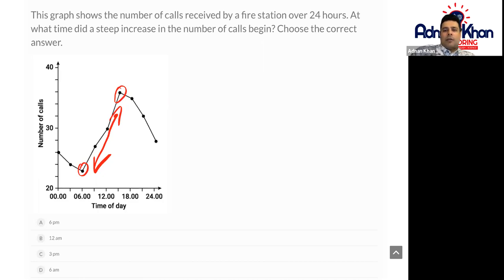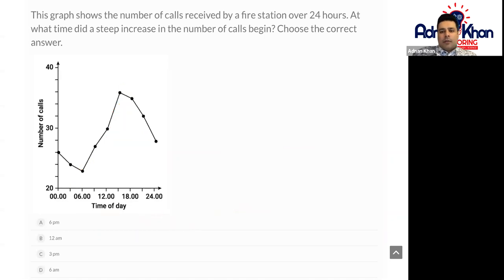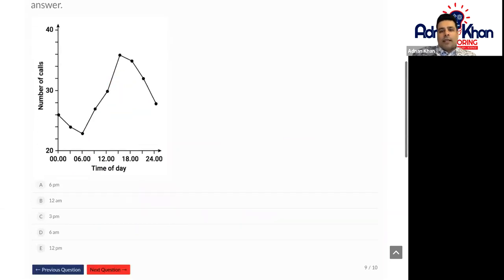You might be asking, but how do you know it's a.m.? Well, can you see here, it's a 24-hour clock, 24-hour time. So we know that 06:00 stands for 6 a.m. on a 24-hour clock. So in this case, let's go for option D, which is 6 a.m.